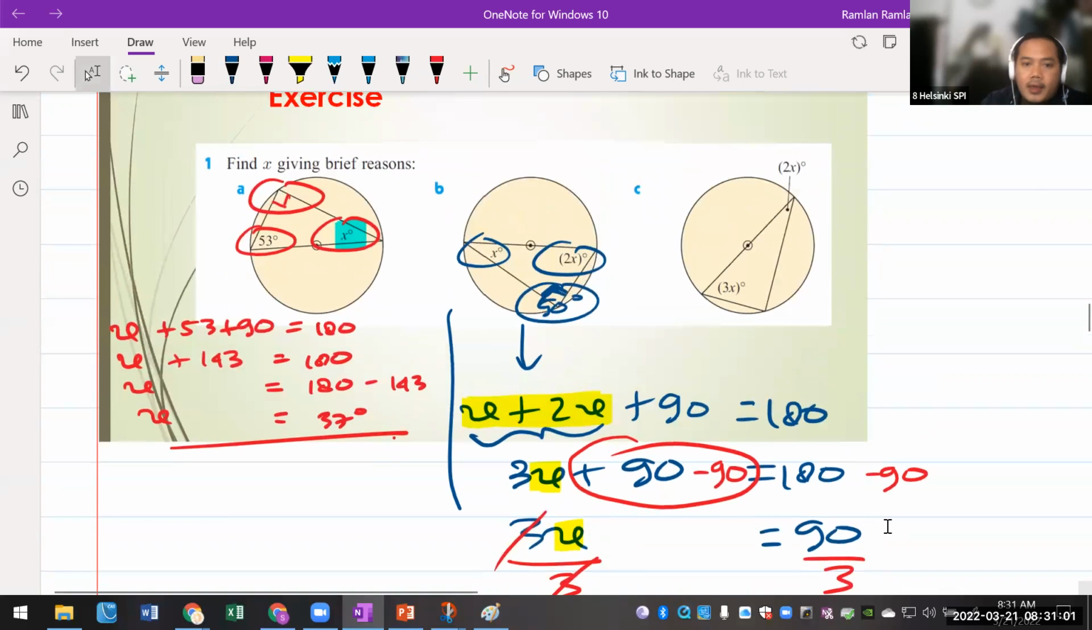Okay. So the same thing with the c. So the c will be 2x plus 3x plus 90 equals 180. Okay, so that will be this guy.